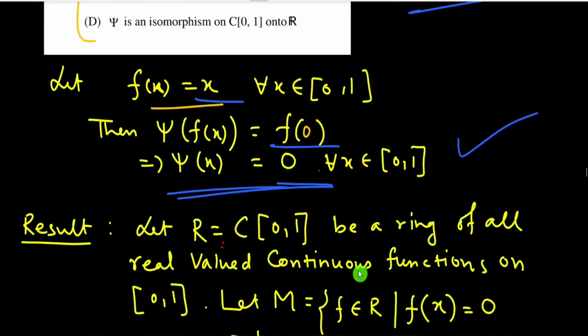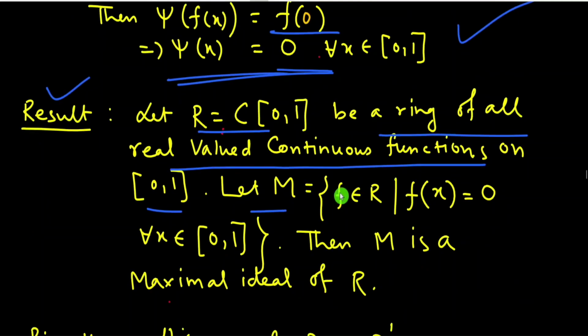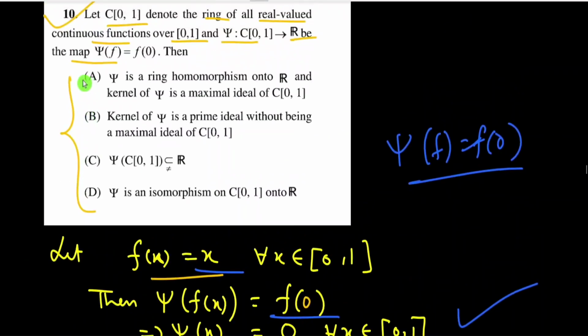Now we have used the result here that R equal to C[0,1] is a ring of real valued continuous functions on [0,1]. Let m equal to the set of f belonging to R such that f(x) equal to 0 for all x belonging to [0,1]. Then m is a maximal ideal of R. Therefore we apply this result in this question, we get the kernel of psi is a maximal ideal of R. But here option 2 says without being a maximal ideal, therefore it is not correct.